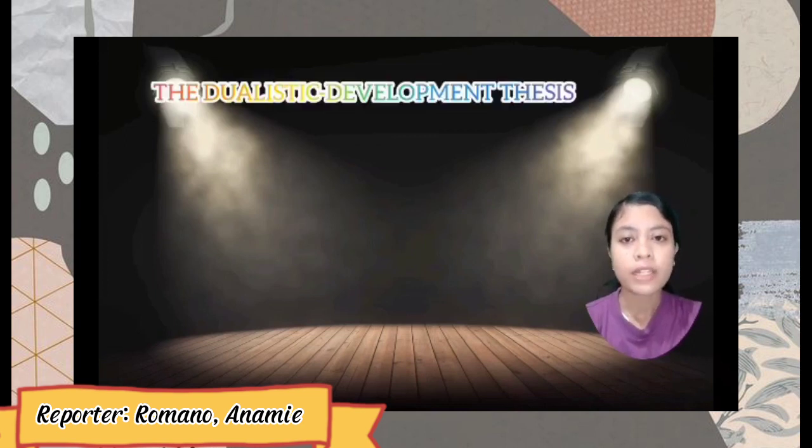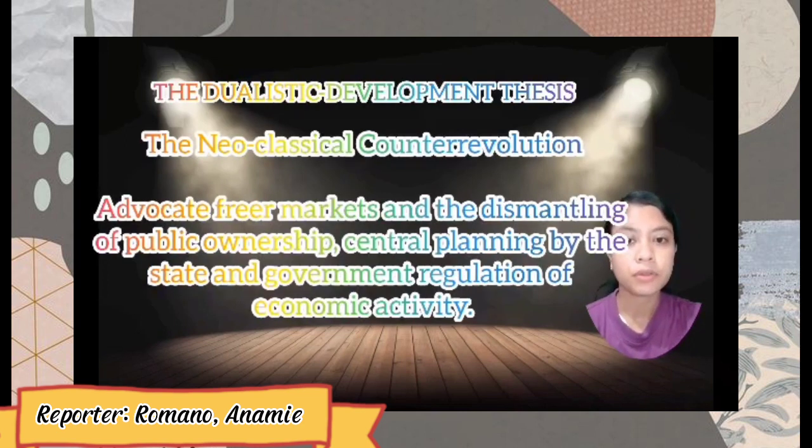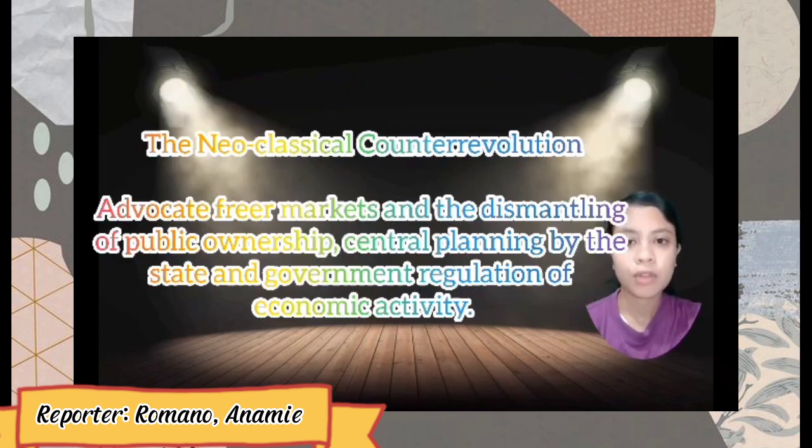So the last one is the neoclassical counter-revolution. They advocate free markets and the dismantling of public ownership, central planning by the state, and government regulation of economic activity. Underdevelopment results from poor resource allocation due to incorrect pricing policies and too much state intervention by overly active developing country governments, thus slowing the pace of economic growth.